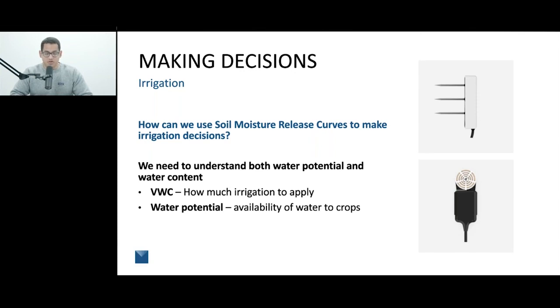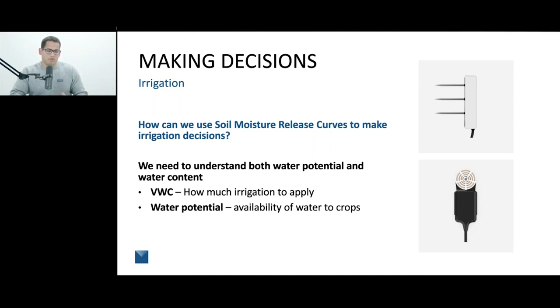One of the most common ways that we use soil moisture release curves is to make irrigation decisions. Soil moisture release curves are really powerful tools to help us take all these different soil types that we have to grow plants in and utilize this information to make smarter decisions about irrigation. And the reason for that is to make wise irrigation decisions, we need to understand two things. We need to understand volumetric water content, which tells us how much irrigation we need to apply to hit specific thresholds, and water potential, which tells us the availability of the water to the crops.